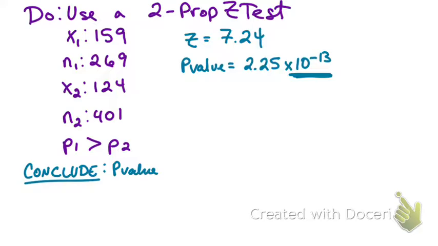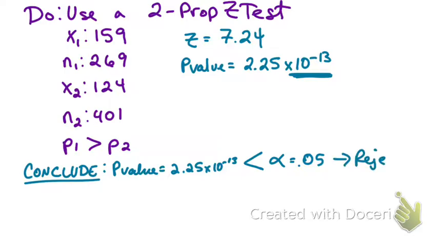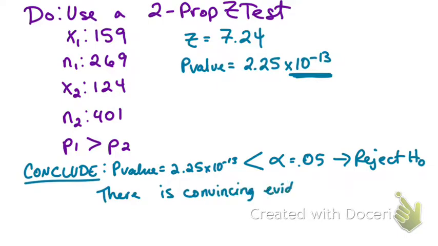Our p-value, which is super duper small, is super low compared to our alpha value. And what do we do when our p-value is low? You got it. This is an easy rejection right here. We have really convincing evidence here. So there is convincing evidence that P1 is greater than P2.